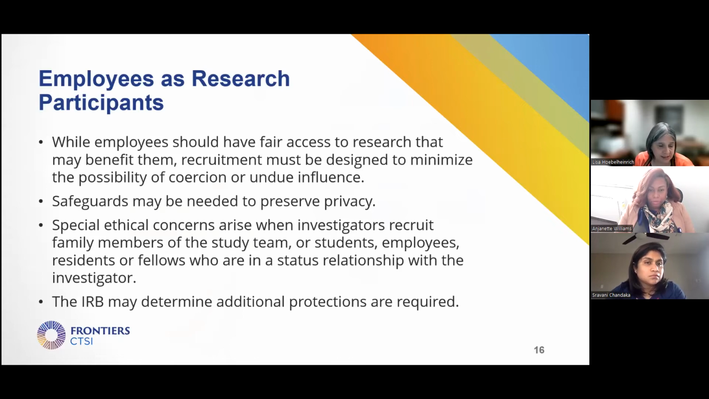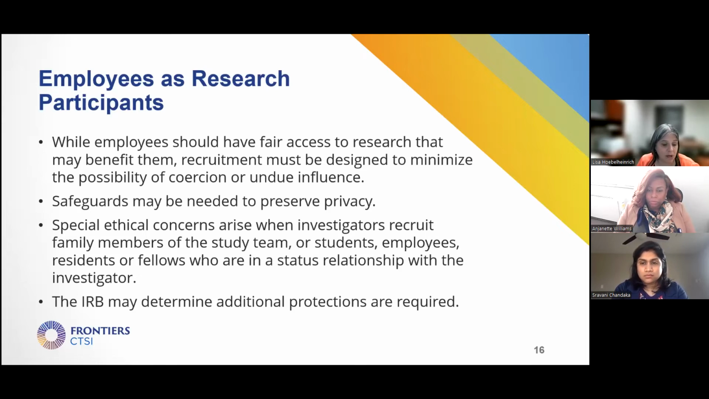Employees as research participants is something that also comes up quite commonly. And we always want to make sure that our employees have fair access to research and to clinical trials, for example, that might benefit them. But we also have to be mindful that recruitment has to be done in a way that minimizes the possibility of coercion or undue influence. And so, there's a variety of different things that could be done to help with that.